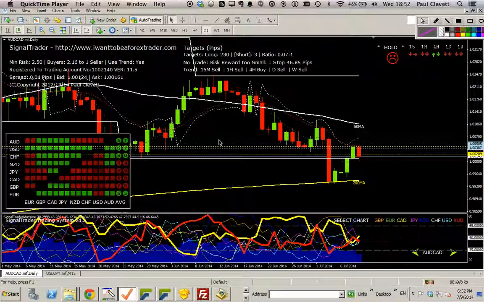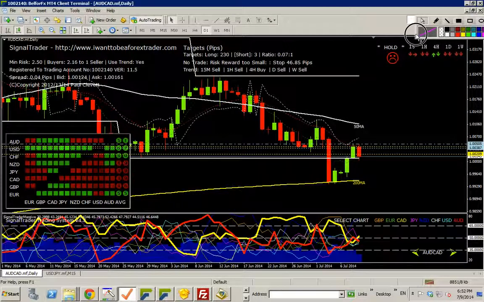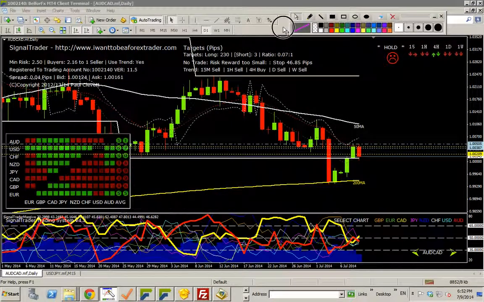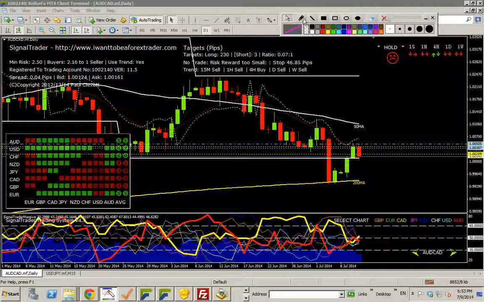So I'm going to basically take you through an overview of the whole system. Now the system is made up of various different parts. So what we're going to do is look at the MetaTrader 4 part of it first. Now, as you can see here, on MetaTrader 4 at the moment, I've got some indicators and some things going on the screen. So I'm going to go through each little thing.